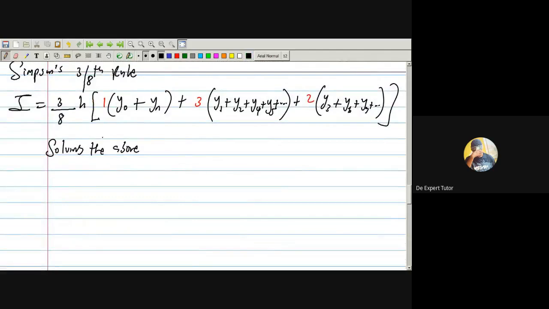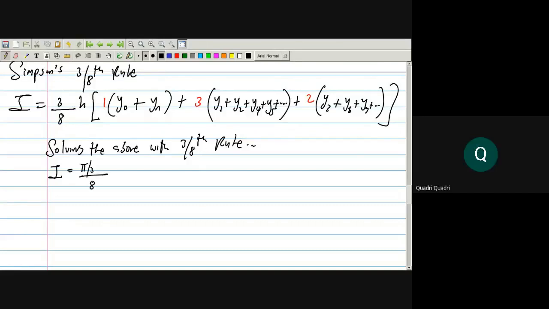Let's go. Solving the above with 3 over 8 rule. Remember, that's the best rule to use. So what do we have? Have you written the table? Yes, I have the table. So I is equal to, what's my h? Our h is pi over 3, have we? Yes, pi/3. Okay, pi over 3 over 8, have we now?